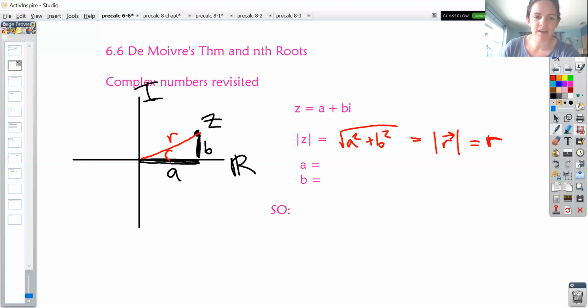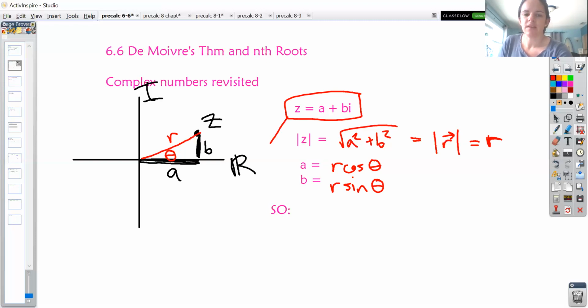And then if we throw a theta in there, as we've done before, and it should be on your paper plate already, a, which is the x coordinate, ends up being r times the cosine of theta, and b ends up being r times the sine of theta. When we did this before, we were doing it with x and y, but it's the same thing, just using different letters. So we're going to write this complex number z in trig form by substituting what a and b equal in there.